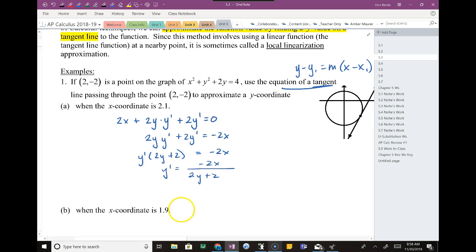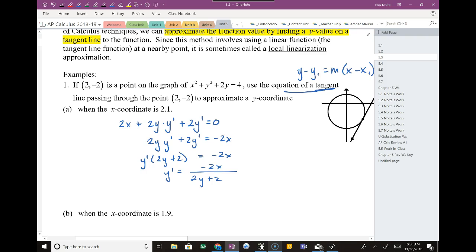What is the point that we're going to use to substitute in? 2, -2. I'm going to write, notationally so you get used to this notation, y prime of 2, -2, meaning I'm plugging 2 into the x value and -2 into the y value. So I can say negative 2 times 2 on top. On the bottom, 2 times negative 2, plus 2. That's a lot of 2's.